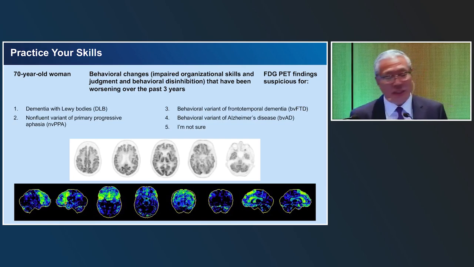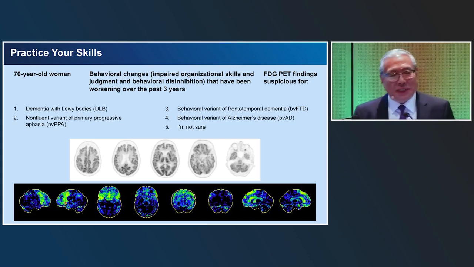So the majority of the changes are frontal, and the statistical map clearly delineates frontal abnormality with minimal changes in the precuneus and posterior cingulate. So this doesn't suggest Alzheimer's disease.